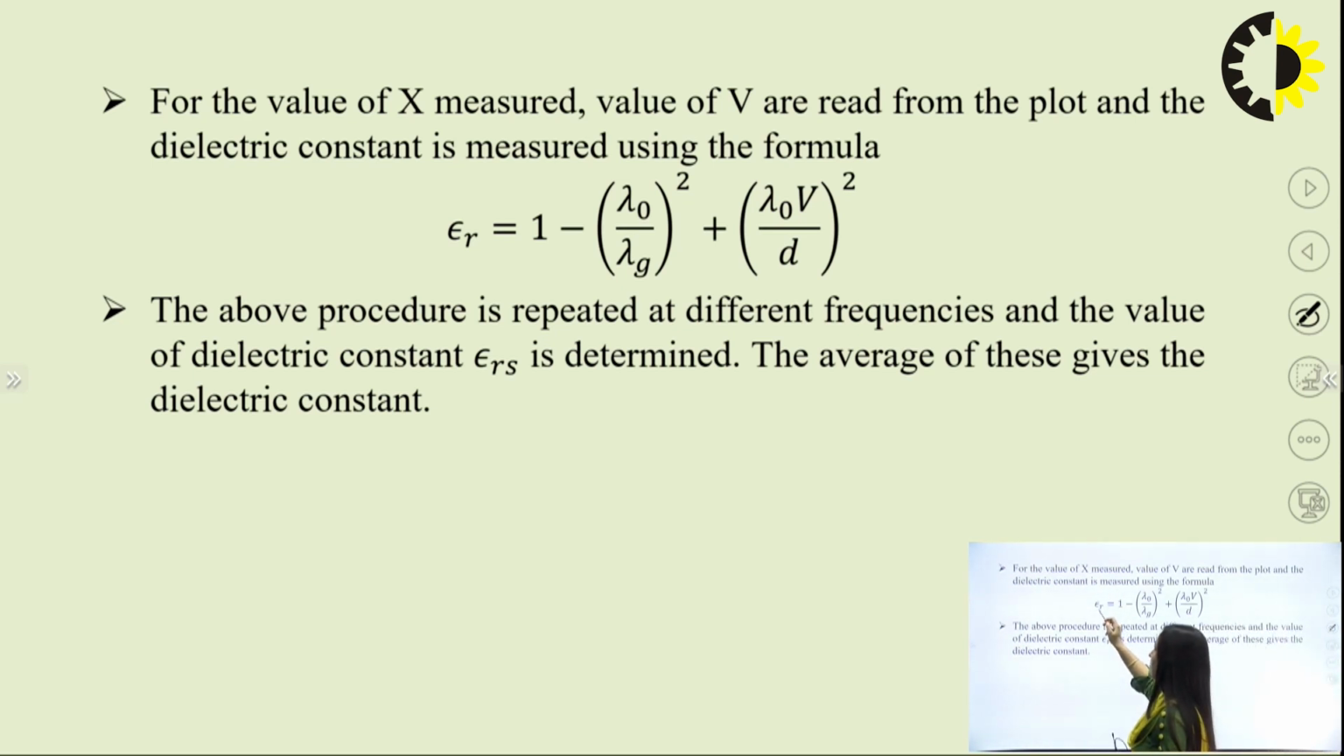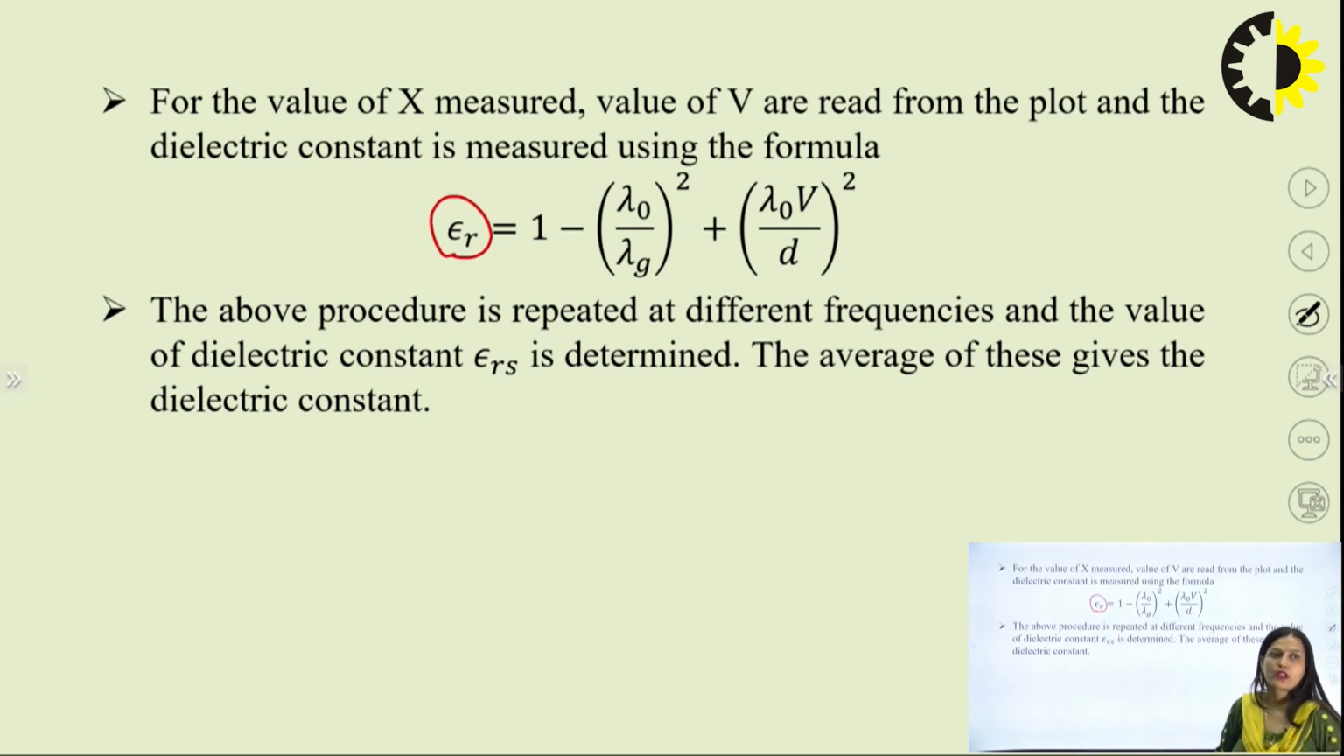See here, epsilon R is equal to 1 minus lambda naught by lambda G squared, plus lambda naught by V D by 2. All the terms in this equation we know, so from these we can calculate the value of epsilon R. This is the dielectric constant which we want to measure. This procedure is repeated at a different frequency, and the value of the dielectric constant epsilon R is determined. The average of these gives the dielectric constant. It means we can take a number of measurements from the setup, and after that we can take the average of all the dielectric constants to find a more accurate value of the dielectric constant.